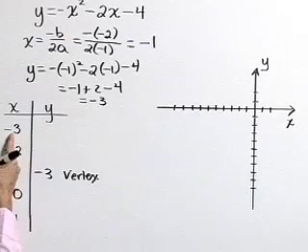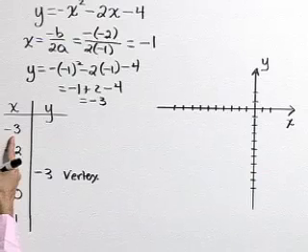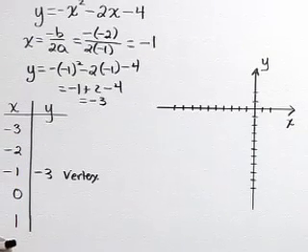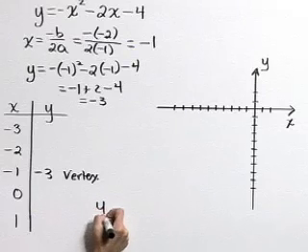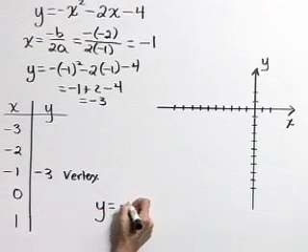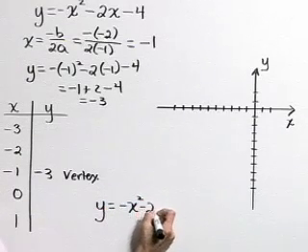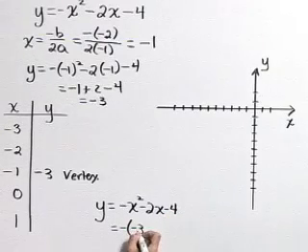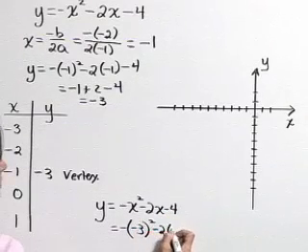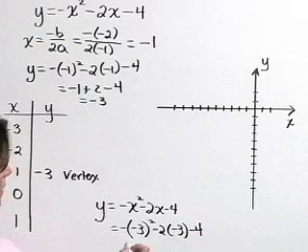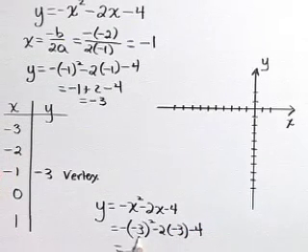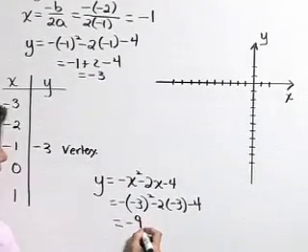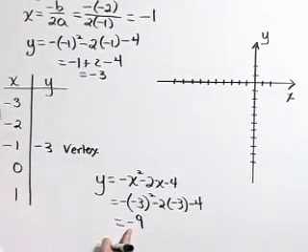Well, to find the y value for x equal negative 3, we need to substitute negative 3 in for x in our original equation. Let me go ahead and show that. So our original equation is y is equal to negative x squared minus 2x minus 4. Let's substitute x equal negative 3 and simplify. Negative 3 squared is a positive 9, but we still got a negative sign out front, which takes it back to negative 9.